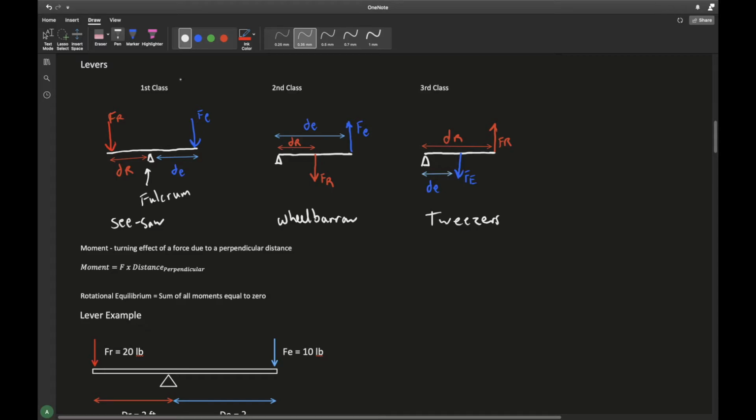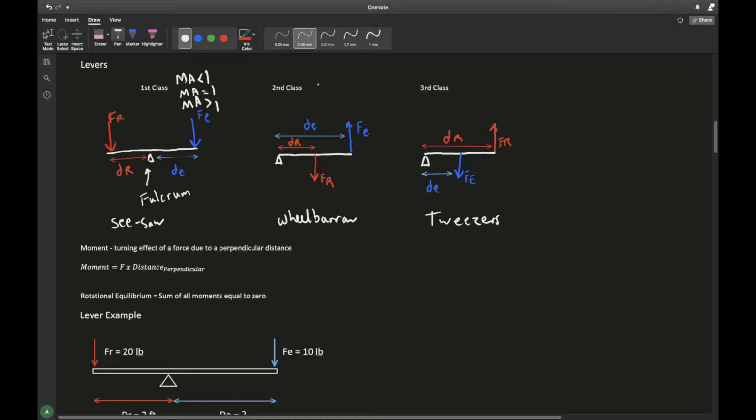Now, with the first class, the mechanical advantage that you get is a pretty wide spectrum. You can get a mechanical advantage for the first class that is less than 1. You can get it to be equal to 1. And you can also get it to be greater than 1. So you get everything from the first class lever.